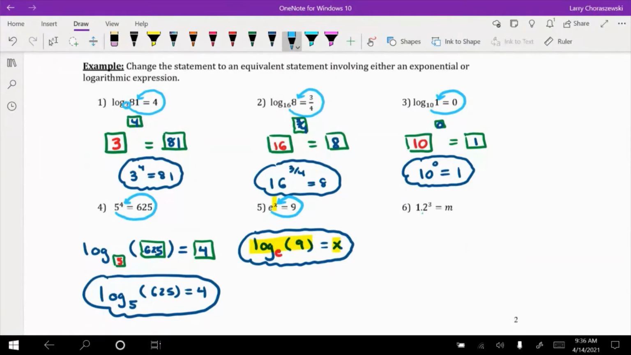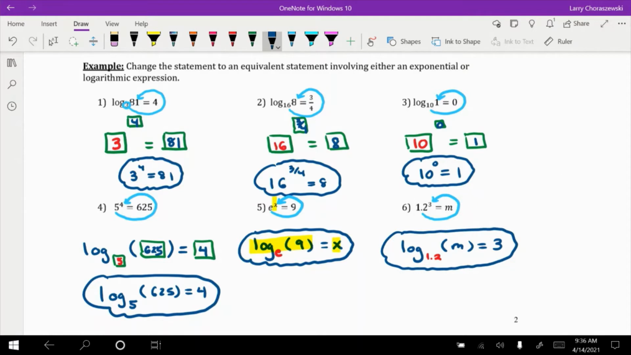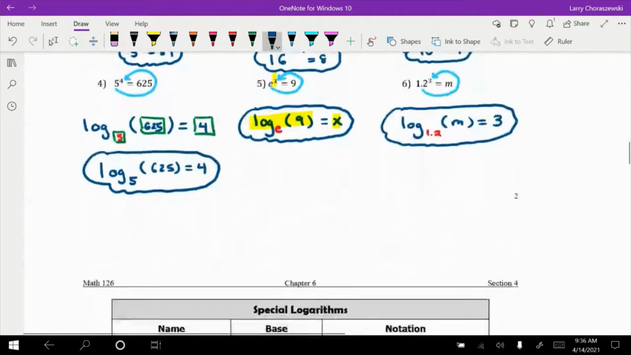All right, let's see how we did. 1.2, wrap around m, finish off at 3. This should be log base 1.2 of m equals 3. Sound like a winner to you folks? Winner, winner, spaghetti dinner. All right. So any questions so far? Okay, let's move on.